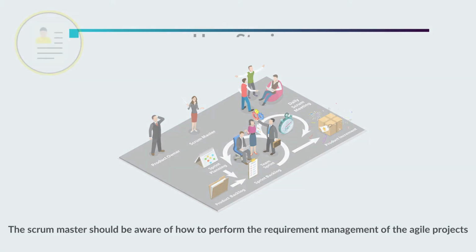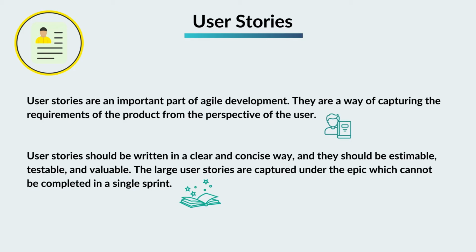User stories. User stories are an important part of Agile development. They are a way of capturing the requirements of the product from the perspective of the user. User stories should be written in a clear and concise way, and they should be estimable, testable, and valuable. The large user stories are captured under the epic, which cannot be completed in a single sprint.